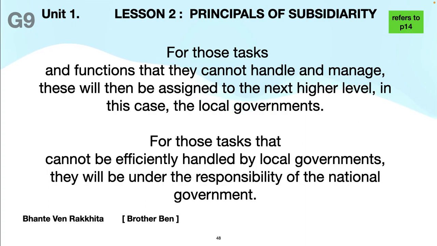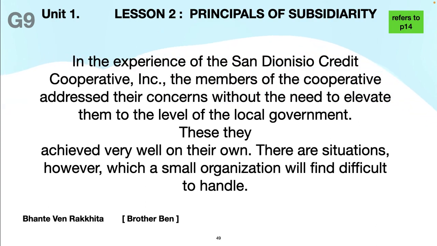The second paragraph now on page 14. In the experience of the Sandino So Credit Cooperative Inc., the members of the cooperative addressed their concerns without the need to elevate them to the level of the local government. These they achieved very well on their own. There are situations, however, which a small organization will find difficult to handle.